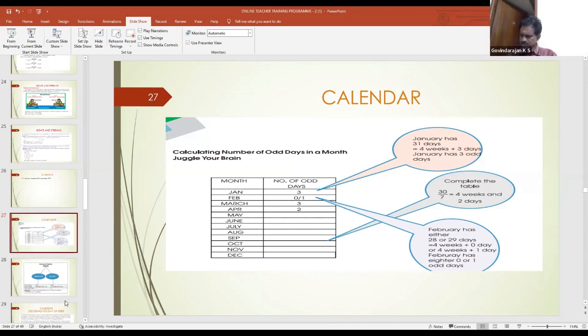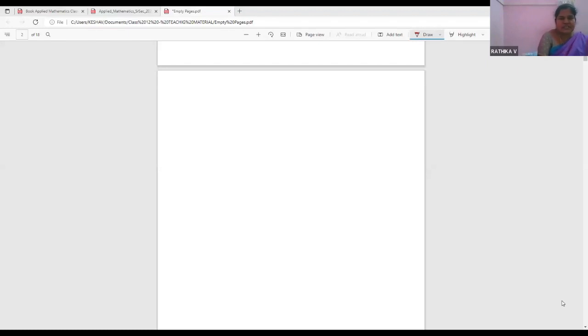Okay. So now I have to take the empty page and explain a few concepts and come back to this. So I stop this one and share. Can you see the screen? White screen? White screen. Yes.